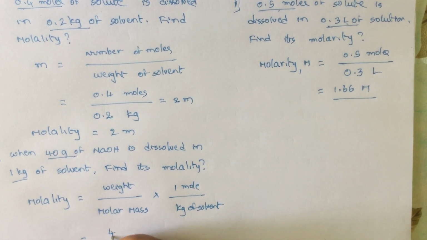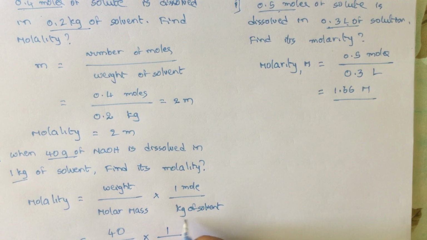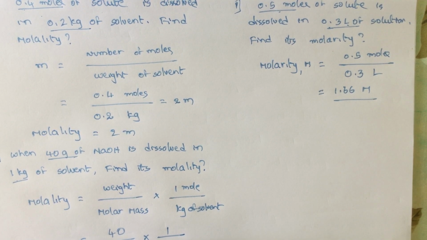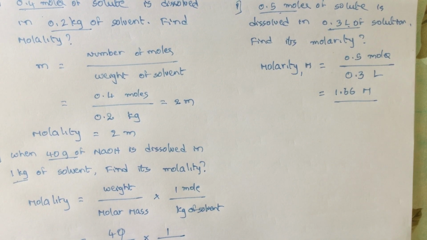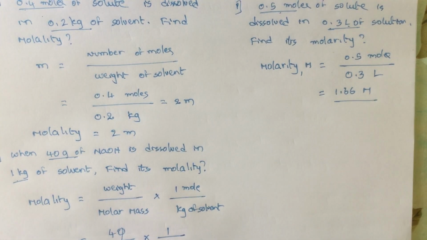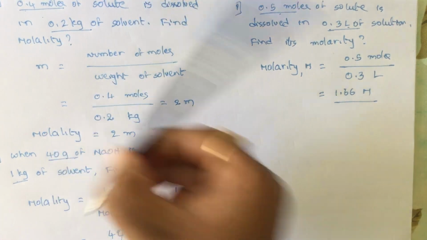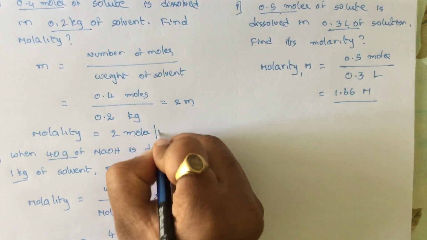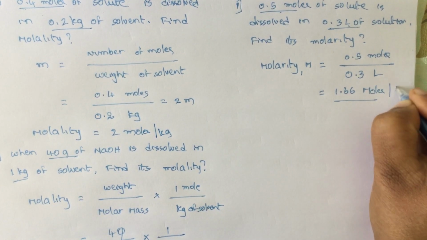Weight they give is 40 and molar mass of NaOH is 40. You can calculate molar mass multiplied by 1 per kg. How many kgs they give? 1 kg. So molality, small m, is equal to, all will get cancelled. So you will get 1, what is this? Moles per kg. 1 mole. This is also moles per kg. This is moles per liter.